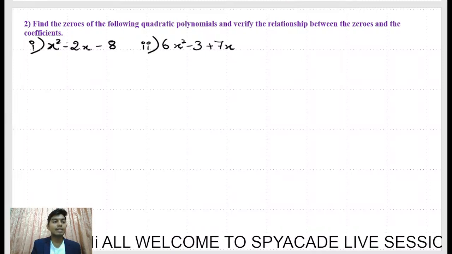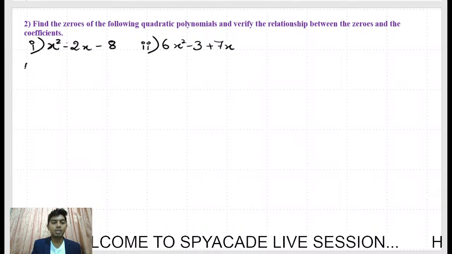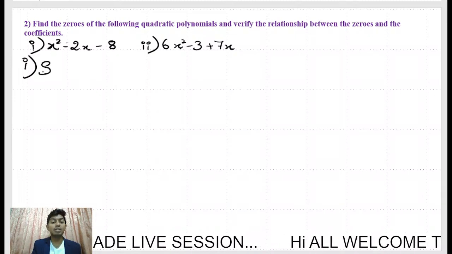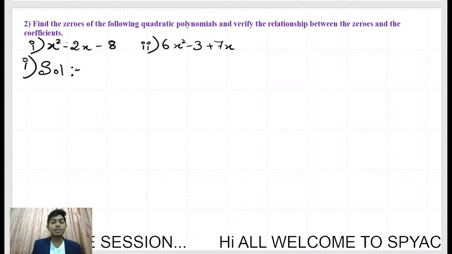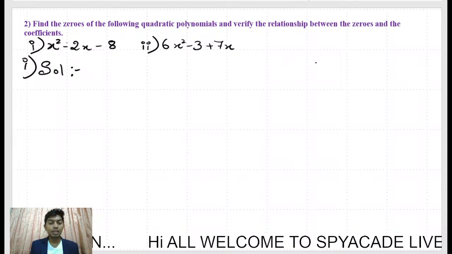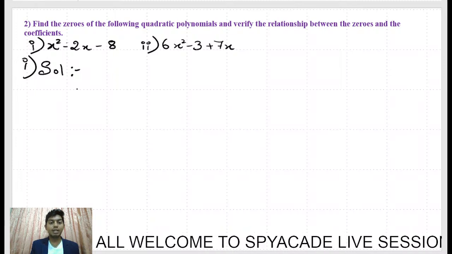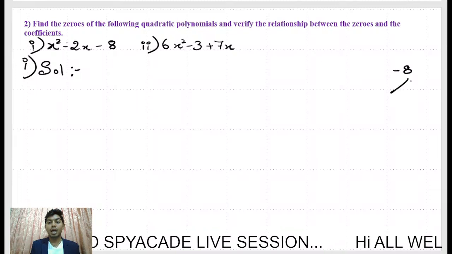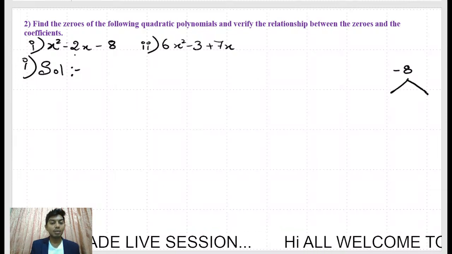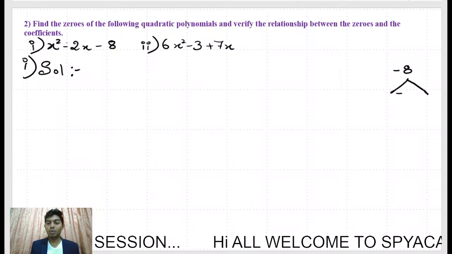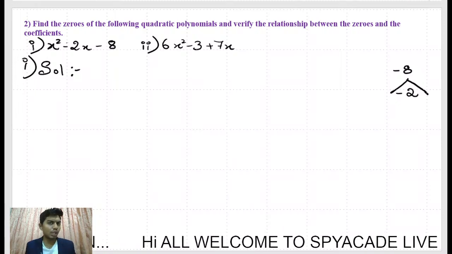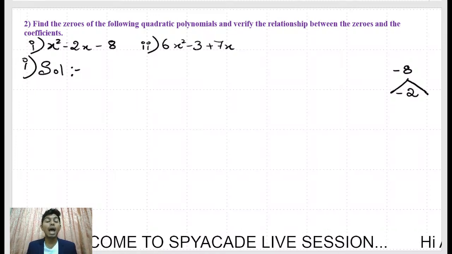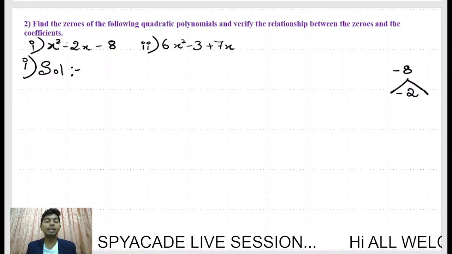Okay, so first let's start with the first subdivision. x square minus 2x minus 8. So let's solve that. What is there? Minus 8 is there. So I am just writing here minus 8, and then in between you have the number minus 2. Now you have to choose two numbers. If you multiply those two numbers, you get minus 8, and if you add those two numbers, you have to get minus 2.